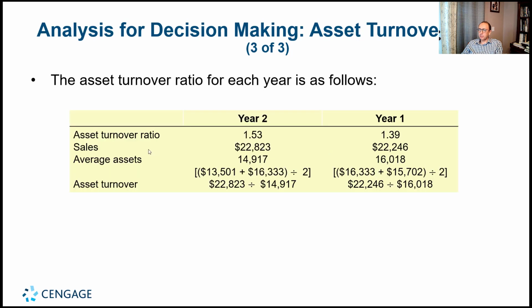So to calculate the asset turnover ratio, we take the sales divided by average assets, and we do the math here. You can see that for year 1 it was 1.39, for year 2 it was 1.53. So you see that the company is more effective and efficient in its use of total assets in year 2 compared to year 1. So for every dollar invested in total assets, $1.53 is generated in sales, which I think is very good.